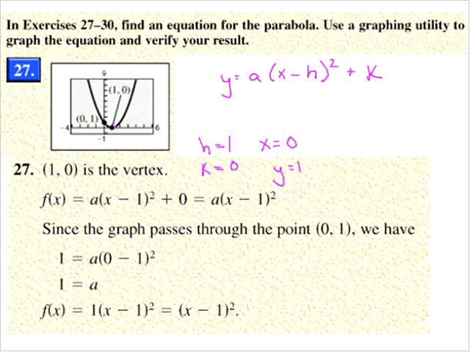And when I plug that in, I can solve for a. So I do get something that looks like this. So 0 minus 1 is -1. -1 squared is a +1. So I just get 1 equals a. Now that I know that a equals 1, I can plug everything back into my equation. I get y equals 1 times x minus h is 1, and k is 0. So here would be my final answer.